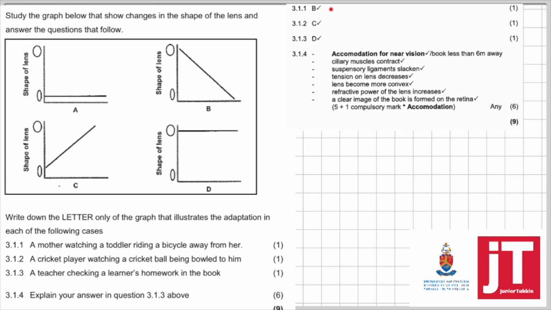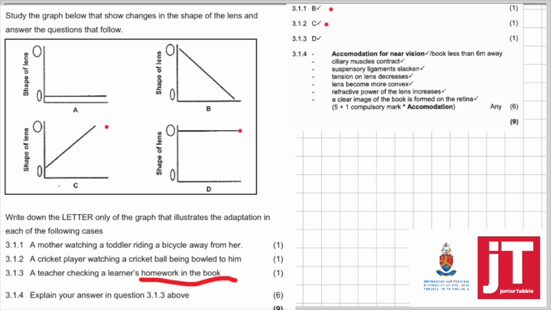3.1.2. A cricket player watching a cricket ball being bowled towards him. That is, of course, C. So, it's going from distant vision to near vision. 3.1.3. A teacher checking a learner's homework in the book. So the teacher's checking the learner's homework in the book. There's no change. It's near, so it stays the same. That's a nice question. And then they ask you, 3.1.4, explain your answer for 3.1.3.